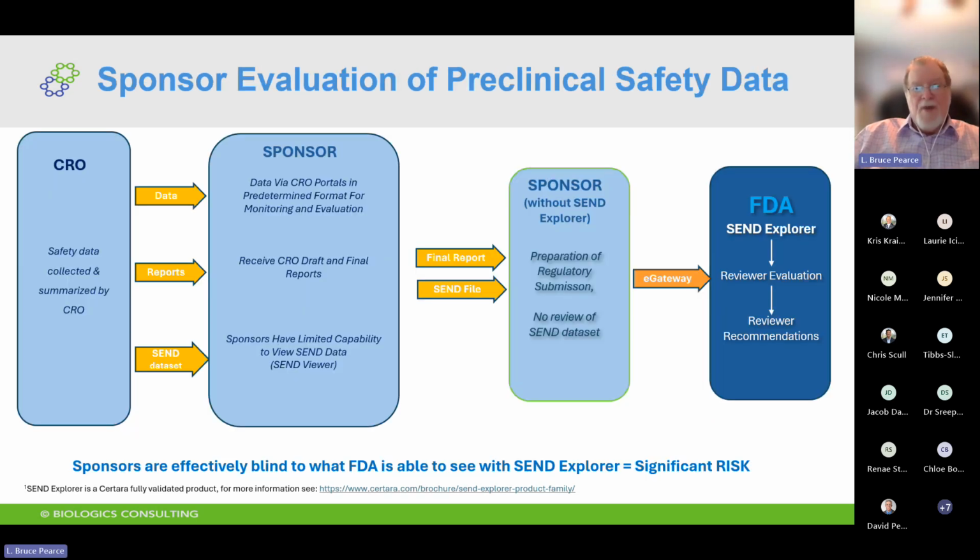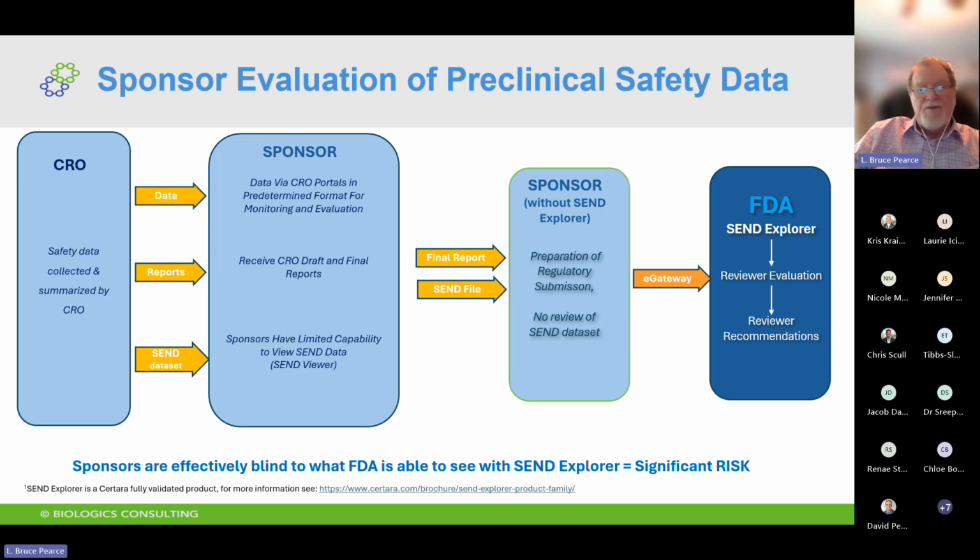Classically, the flow of information from the CRO to FDA is depicted in this slide. Generally, the CRO will provide, via portals, data, tables, and summaries of fundamental or rudimentary findings for the monitoring and review and the progress of a study. Of course, the CRO provides draft and final reports to the sponsor and also provides a SEND data set, which sponsors have very limited capabilities of viewing.